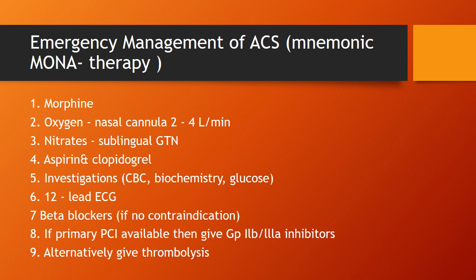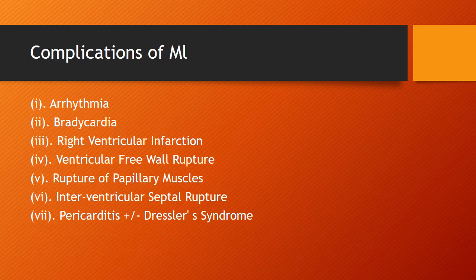Alternatively, you can do thrombolysis if there is no availability of PCI. So the complications of myocardial infarction include arrhythmia, which is the major cause of death in those who die before receiving any medical attention. It is seen in 5 to 10% of cases, and it may be due to ventricular tachycardia or ventricular fibrillation. The second complication is bradycardia. It may be sinus bradycardia or AV block.